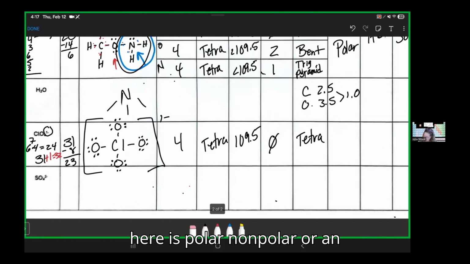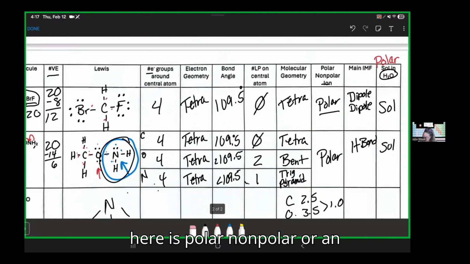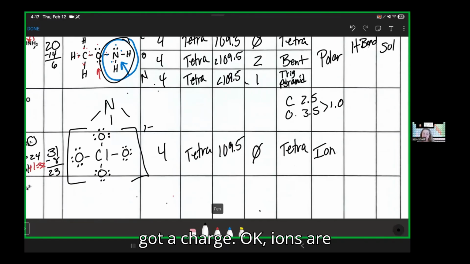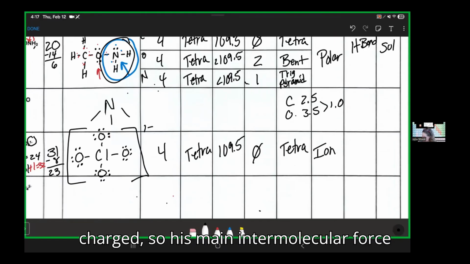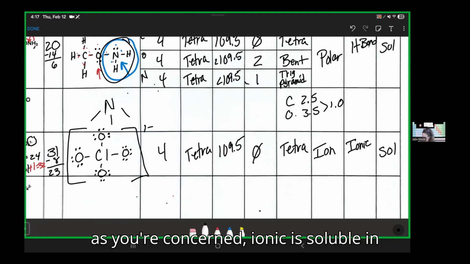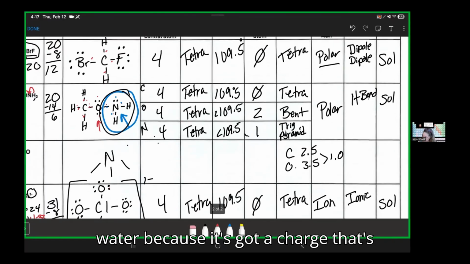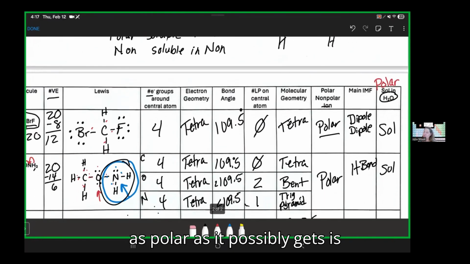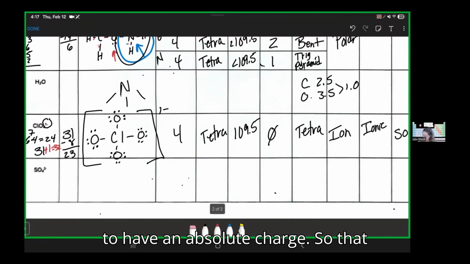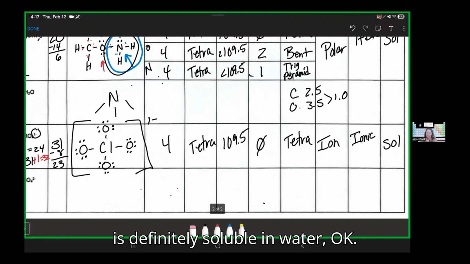Okay, now this up here is polar, nonpolar, or an ion. He's an ion because he's got a charge. Okay, ions are charged. So his main intermolecular force is ionic. Okay, and for you guys right now, as far as you're concerned, ionic is soluble in water because it's got a charge. That's as polar as it possibly gets, to have an absolute charge. So that is definitely soluble in water.